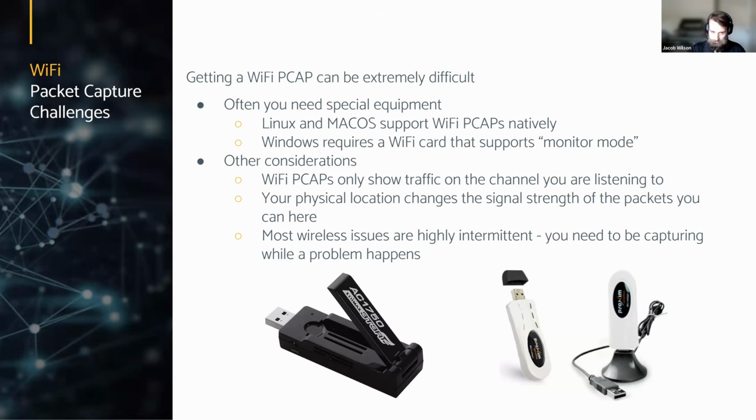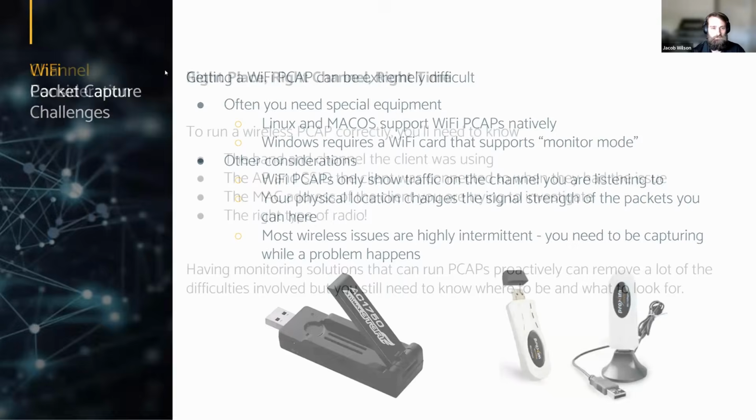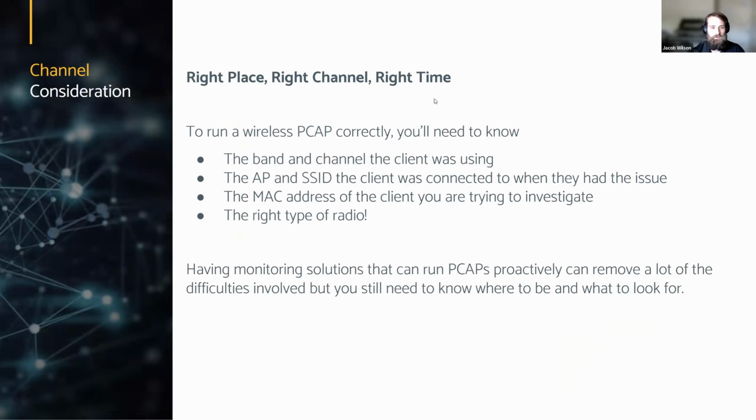Other considerations with a packet capture: you've got to be really aware, and we'll talk about this in the next slide as well, of the channel you're on and where you're physically located when you're capturing the traffic, because most issues that really warrant this level of analysis are intermittent. So you have to be in the right place, right time. Actually, right place, right channel, right time. A lot of parameters you need to be aware of, and you need to be prepared in order to run a successful capture. So you have to know the band and channel that the relevant traffic, usually a client, is communicating on. You need to figure that out beforehand.